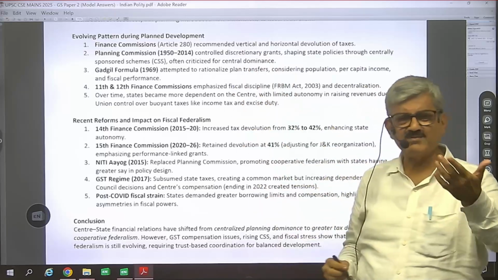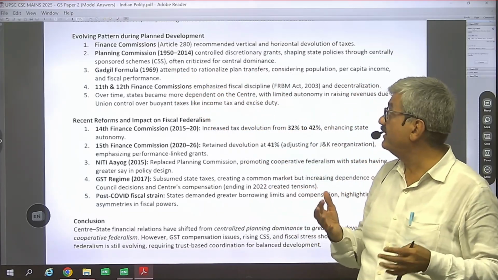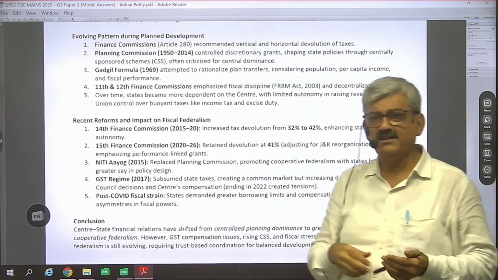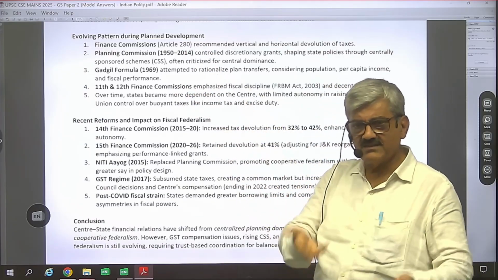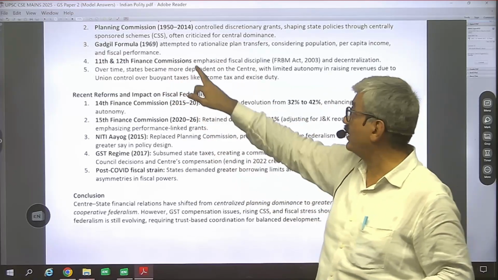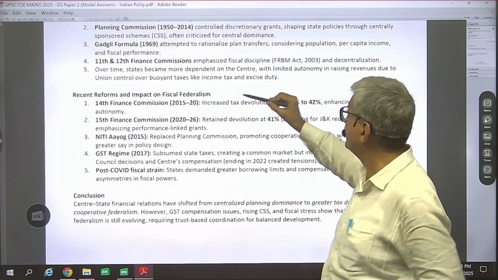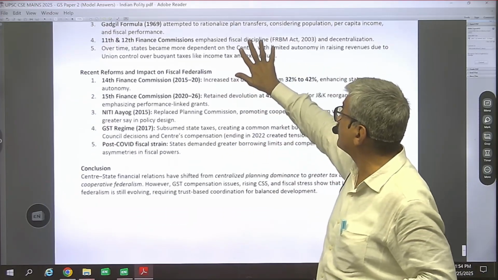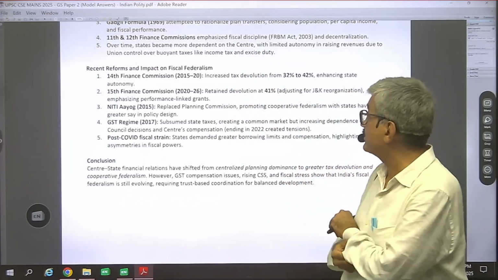the Finance Commission, we all know, Article 280. Till 2014, the Planning Commission existed. It was not a constitutional body, it was an executive-made body. So it was replaced by the Niti Aayog recently in 2014. Then we had the important Gadgil formula of 69, on how to rationalize the plan transfer from the center to states. And the 11th, 12th rounds, now we have the 15th Finance Commission reports with us. Therefore, all these things impact the fiscal and financial relations between the center and states.